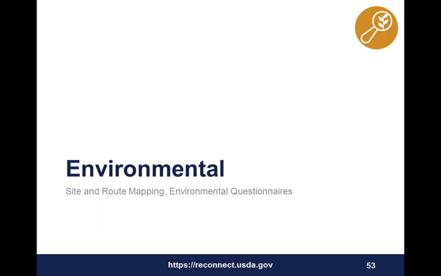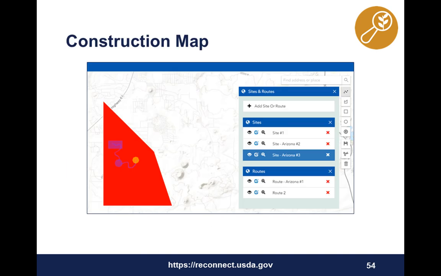The next section we will cover is the environmental section. We will cover site and route mapping along with environmental questionnaires. Here, applicants will prepare construction maps detailing sites and routes associated with each service area identified. The polygons drawn earlier in the application in the service areas will render on the construction map, enabling the user to draw the project sites and routes for each proposed service area.